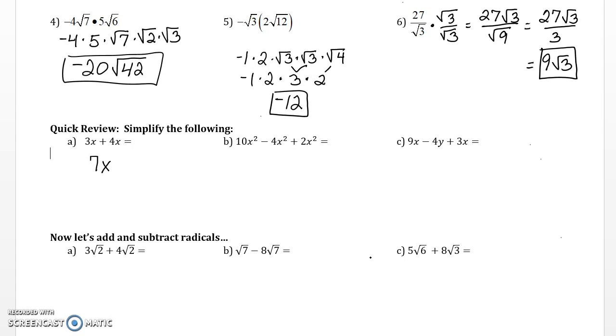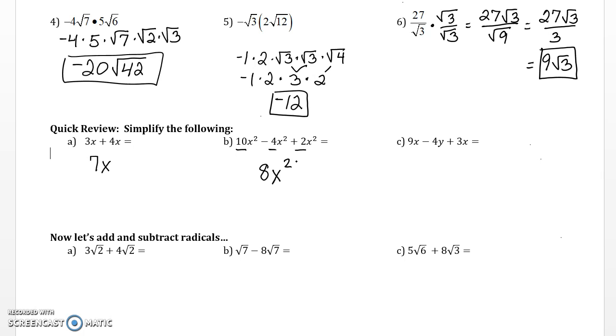All right. So in letter B, hopefully you combined your like terms. They're all like terms, so we have 10 minus 4 plus 2, and it's all the coefficients that we are working with. So 10 minus 4 is 6, plus 2 gives us 8 for our total of x squareds. So they all had an x squared, so we were able to combine them all into one term.